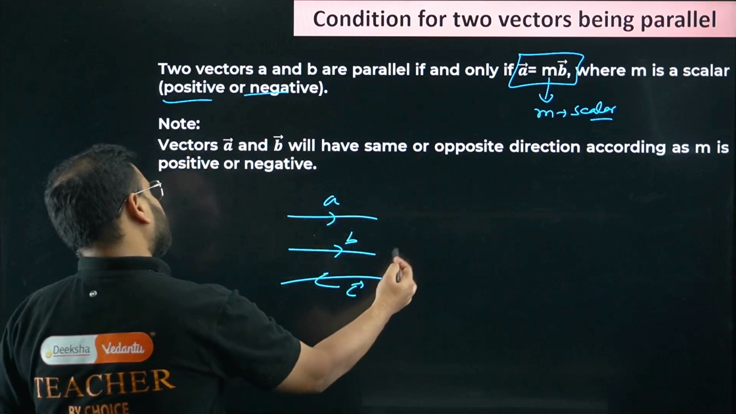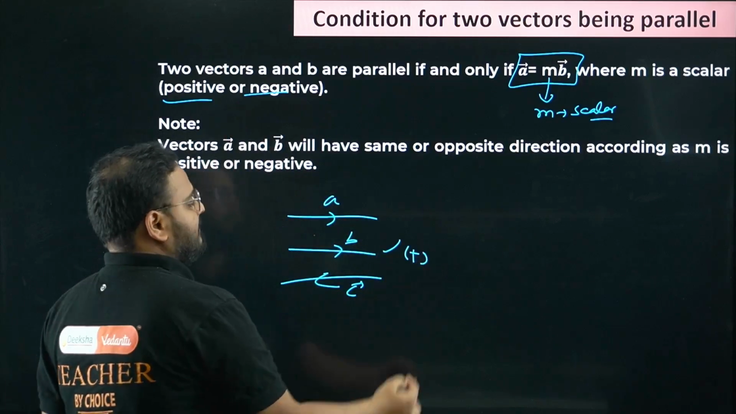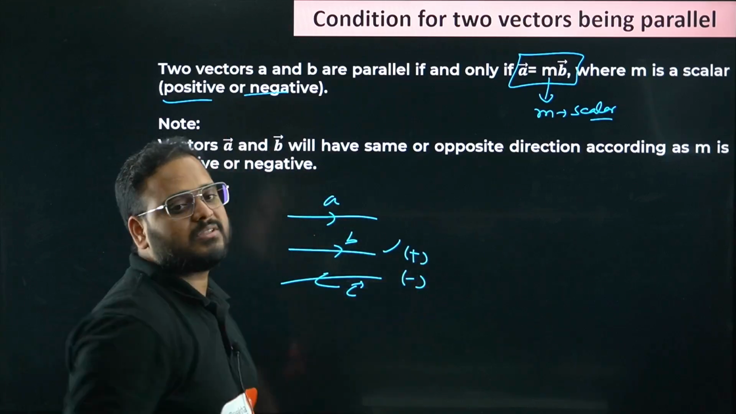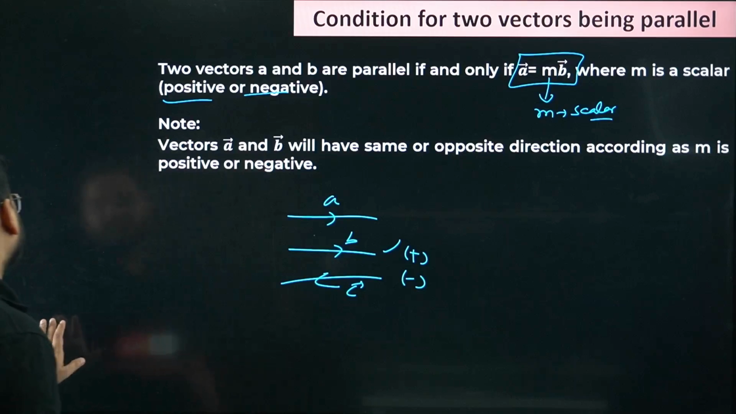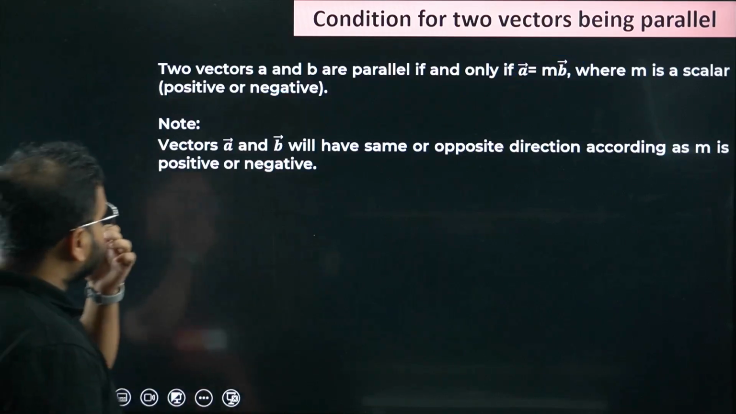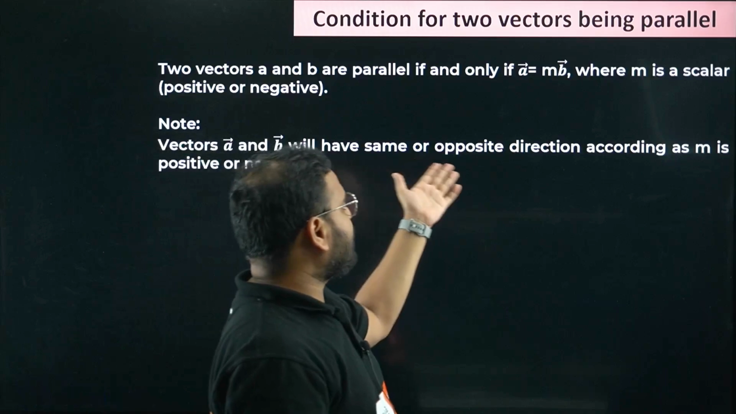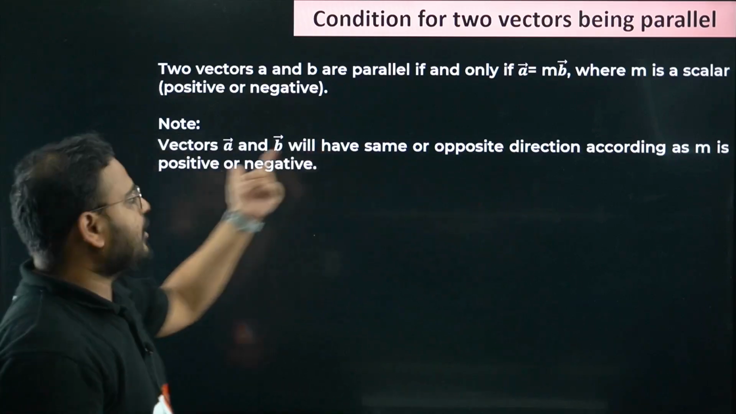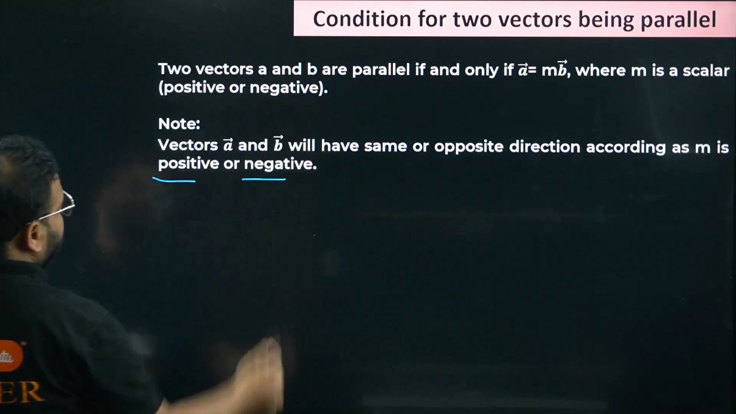Positive means same direction. This is positive, right? Here this is negative because of the opposite direction sense. Please check. Okay. Chaliye. So vectors A and B will have same or opposite direction sense according to the value of m being positive or negative.